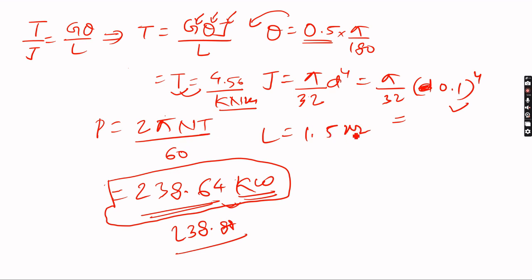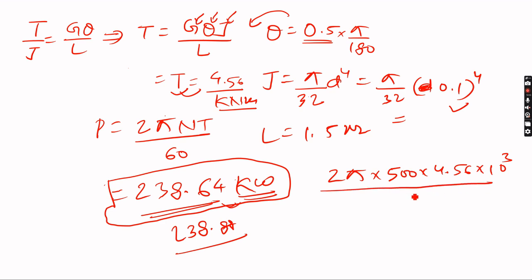So you just have to find what is this, 2 pi N T by 60. N is your 500, into 4.56 into 10 to the power 3. So this value will be your answer. Whatever it will come, 238 or point something, you just check. Any doubt?